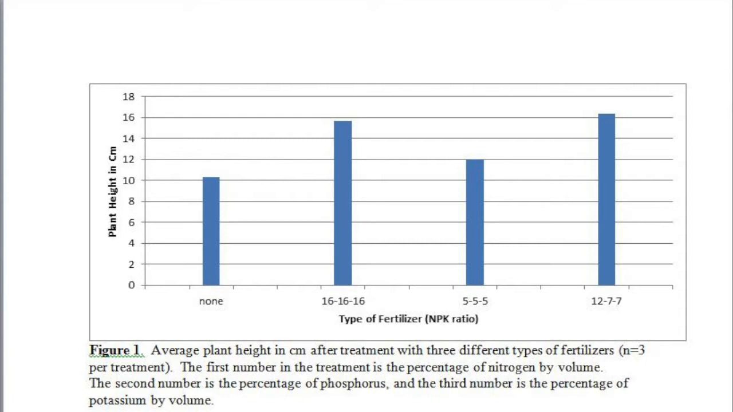I, as the reader, can look at the data and tell right off the bat that the 16-16-16 ratio and the 12-7-7 ratios are much better than the control with no fertilizer and the 5-5-5 treatment. So if I were writing the paper, I would want to be as clear as possible, so I would use the last graph. Now, let's talk about how to label them.